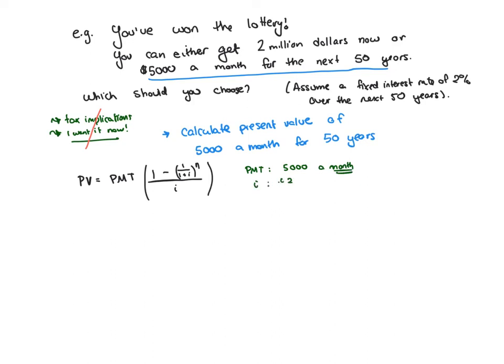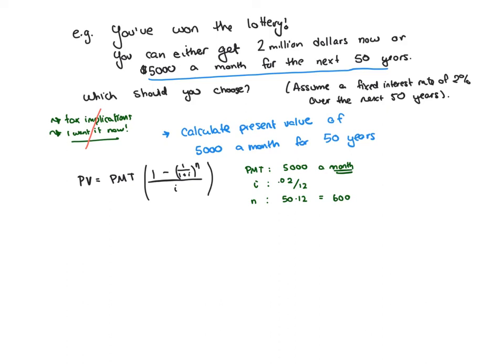We always need it to be in the same units as our payments. So it was per month, so that needs to be per month. So we're going to assume it's compounded monthly here. And then the number of times I'm going to get a payment, I've got 50 years times 12 months a year. So that's going to be 600 payments.